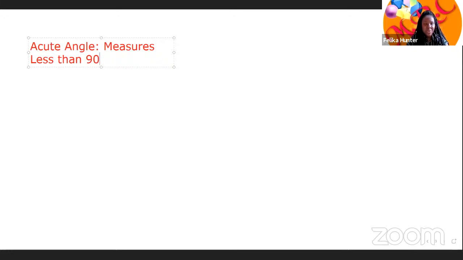I don't see the degree symbol. Use the symbol in your book, but I'm using the word. All right, so an acute angle measures less than 90 degrees.